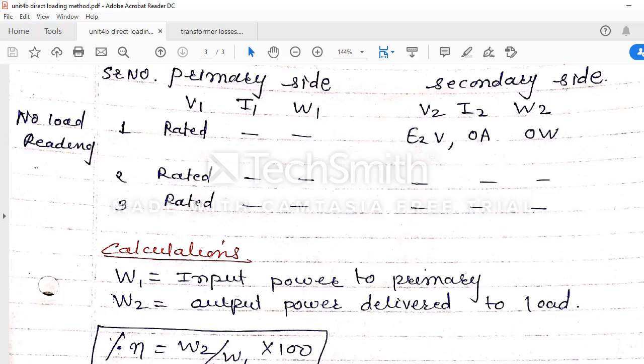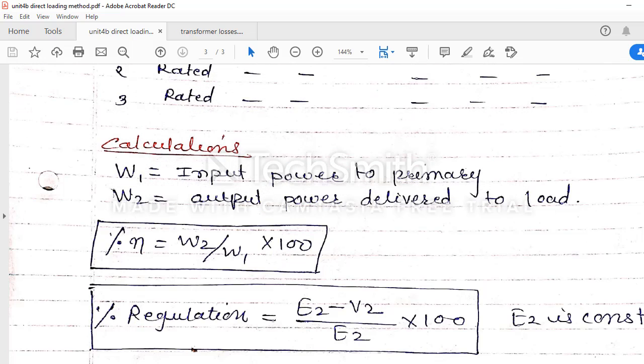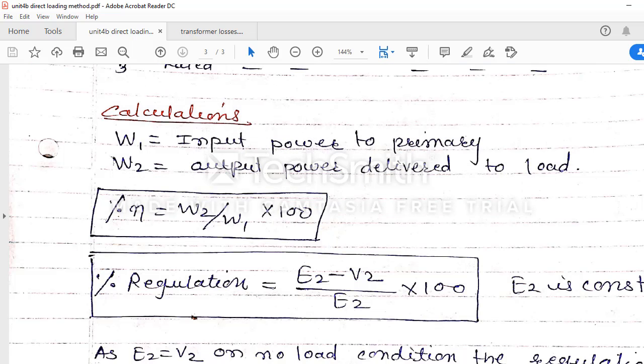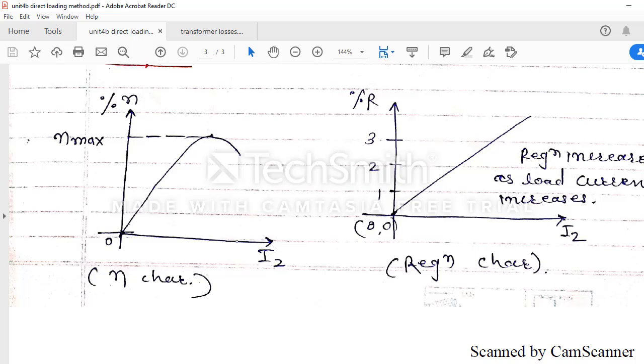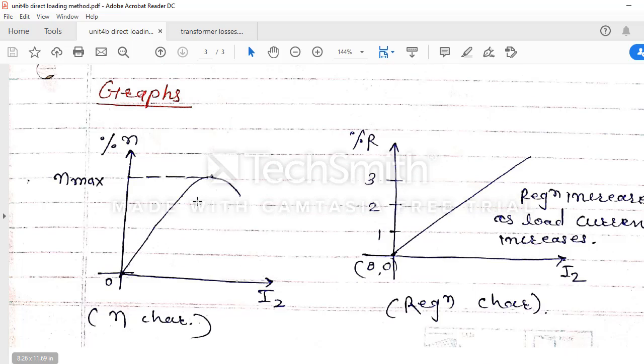After getting the values of efficiency and regulation, you can draw the graphs. So here this is the graph of efficiency against I2. This is the graph of regulation against I2.